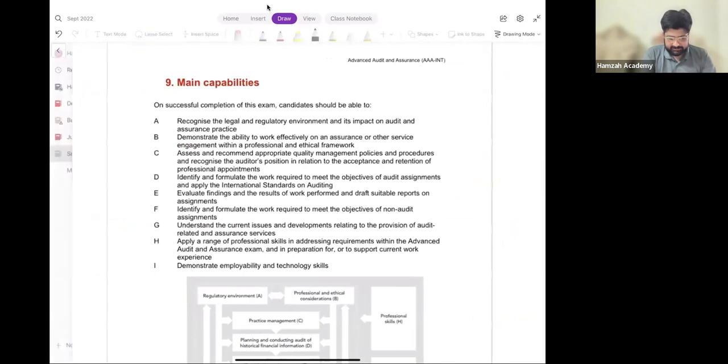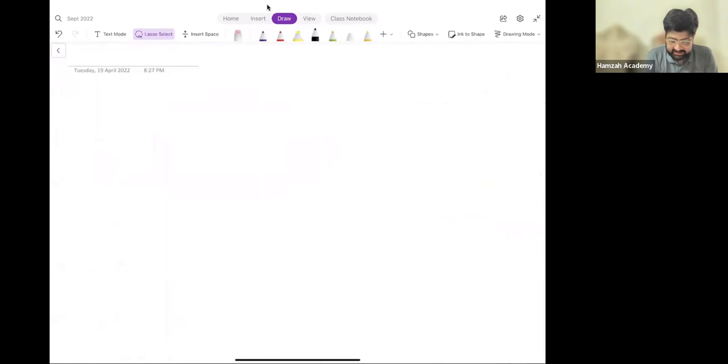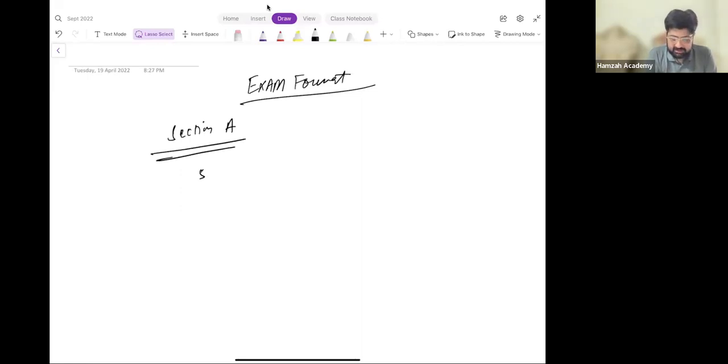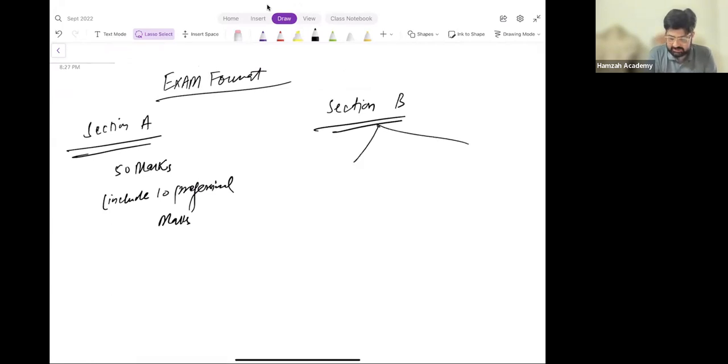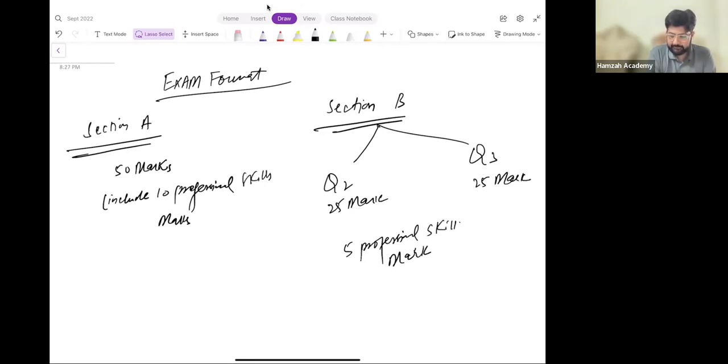So if I say your exam format is: Section A is a 50 mark case study, which includes 10 professional marks. Section B has 2 questions, question number 2 and question number 3, 25 marks each, and normally 5 professional skills marks in each. This is your paper.